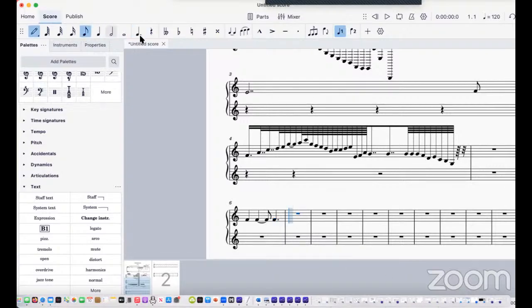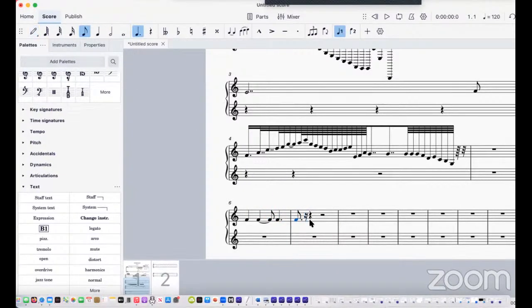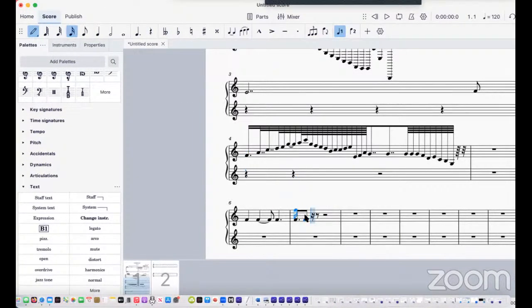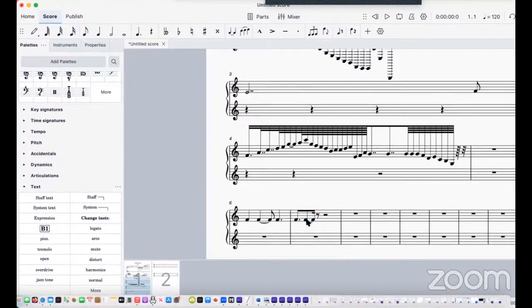A dotted eighth note. A dotted eighth note is equal to the eighth note plus a 16th note. That's the duration. It's an eighth note plus a 16th note. The 16th note is the dot, means this dot here.